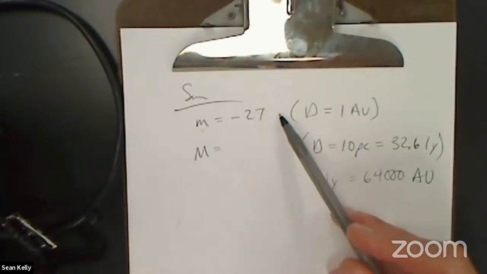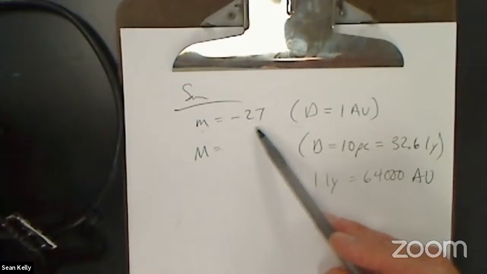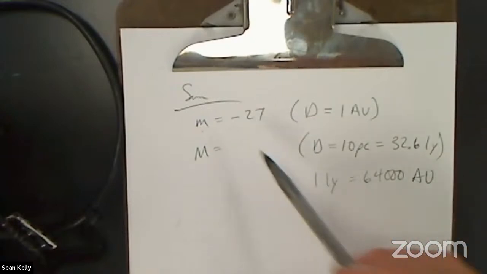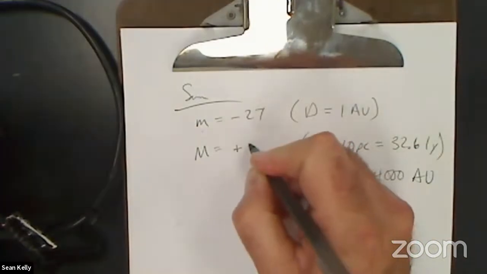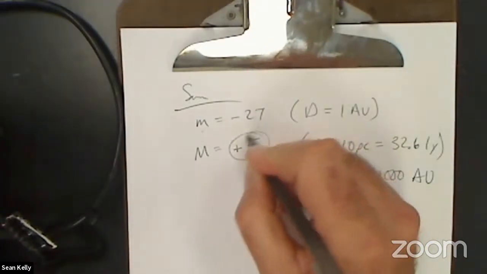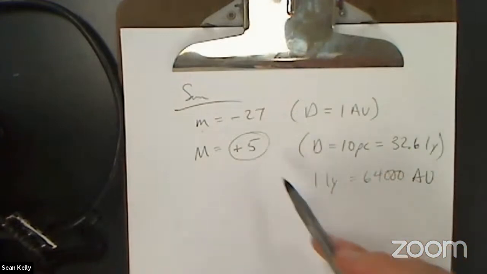So what does that mean? Go higher or lower? And the answer is higher. Okay, but what do you think the number will be? Well, I don't know if you're going to guess, but the answer is positive 5. Right? That's a huge difference.